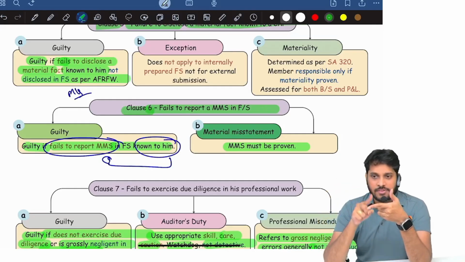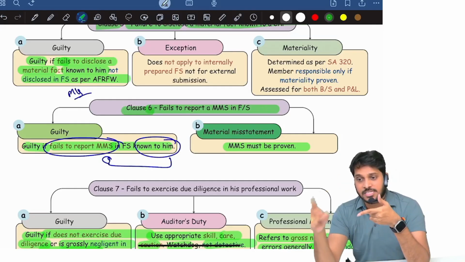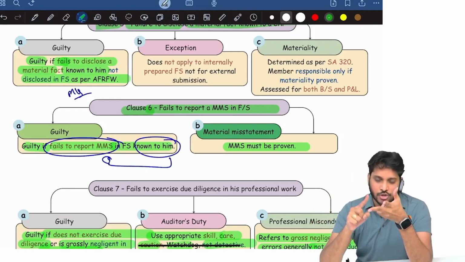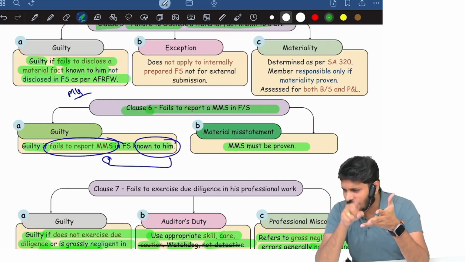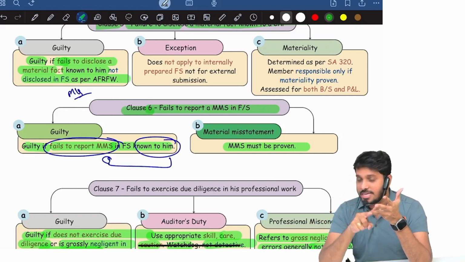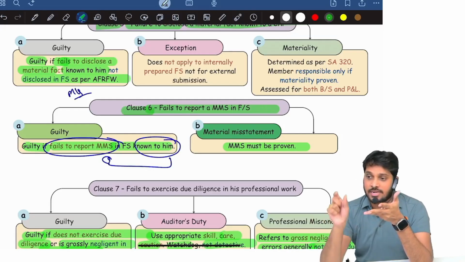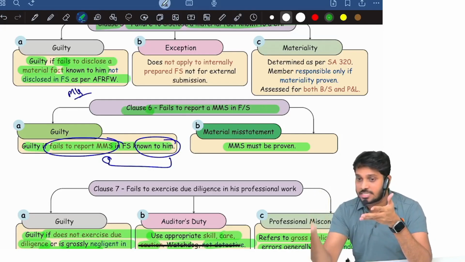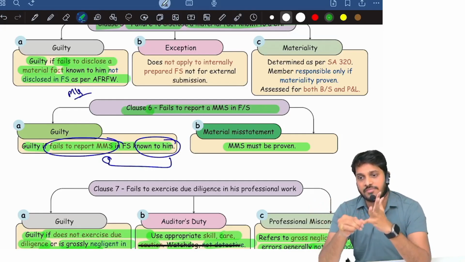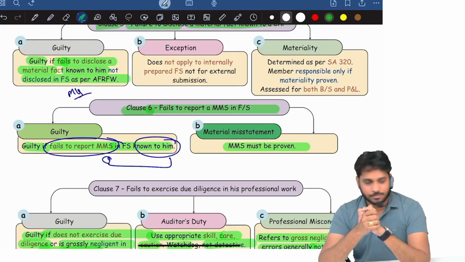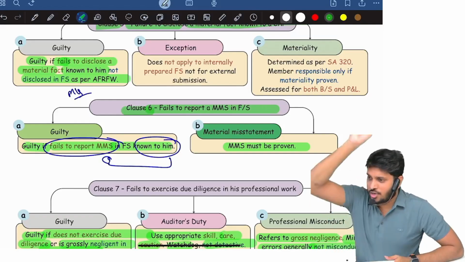Clause number 6, financial statements are materially misstated and that misstatement is known to you, guilty if you did not report it. Clause number 7, gross negligence. Clause number 8, sufficient appropriate evidence is not obtained. A CA in practice is deemed to be guilty of professional misconduct if he is not able to obtain sufficient appropriate evidence and certifies the financial statements without evidence. Clause number 9, failure to comply with GAP. Clause number 10, you should keep client money in a separate bank account. Clear? Easy? Yes. All clauses.